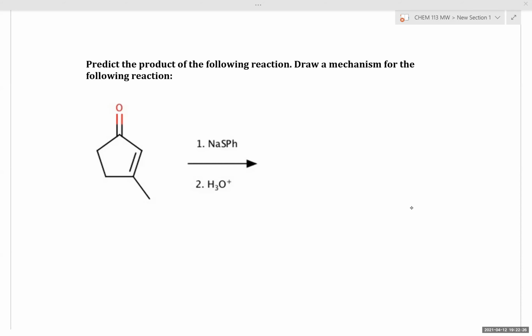This is known as sodium thiophenolate, and the structure looks like this. It's a soft sulfur-centered nucleophile, which is wonderful for 1,4 addition.